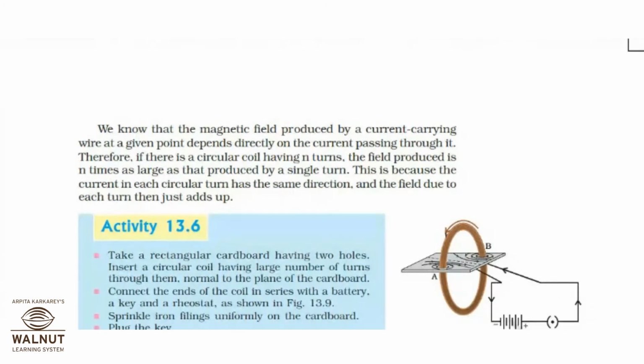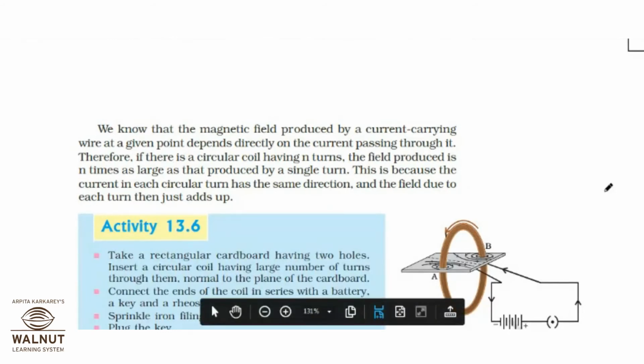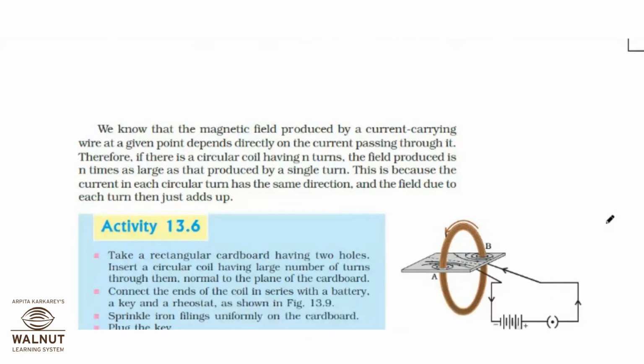Yes, what is the reason? Earlier there was one turn. Now suppose there are two turns. So obviously in two turns, the magnetic field will be more. Yes, because it is directly proportional. Why is it directly proportional?